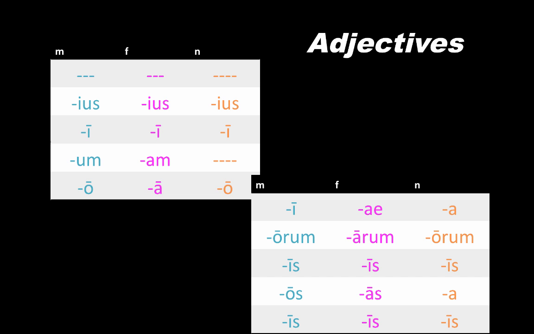Here is the basic overall declining pattern. If you take a look, here's our us, a, um column, and here are the plurals. If you notice, everything in the plural is exactly the same as it would normally be. I, orum, is, os, is. I, orum, is, as, is. A, orum, is, a, is.